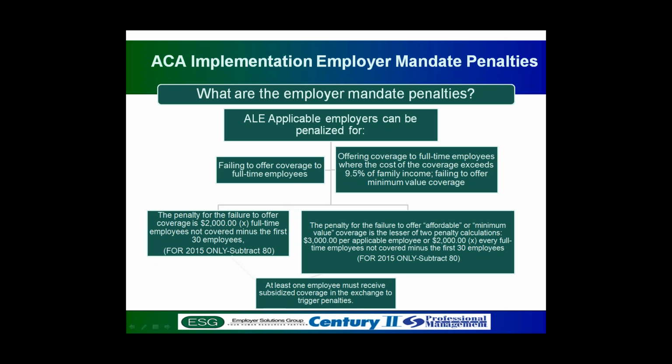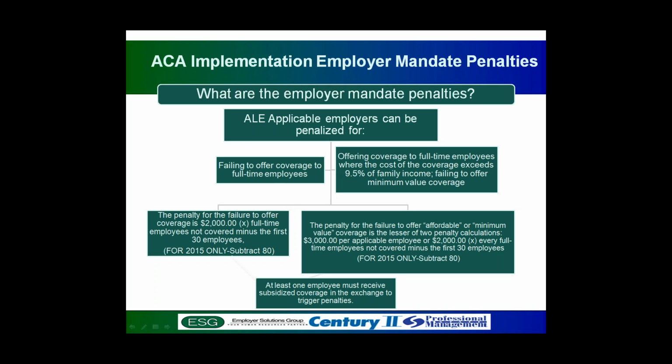In that scenario, failing to offer coverage triggers a $2,000 penalty for each full-time employee minus the first 30 employees, and that's the penalty for employers that don't offer benefits. For the year of 2015, instead of subtracting 30 employees, you actually subtract 80 employees. But moving forward, that is the penalty for large employers that don't offer benefits.